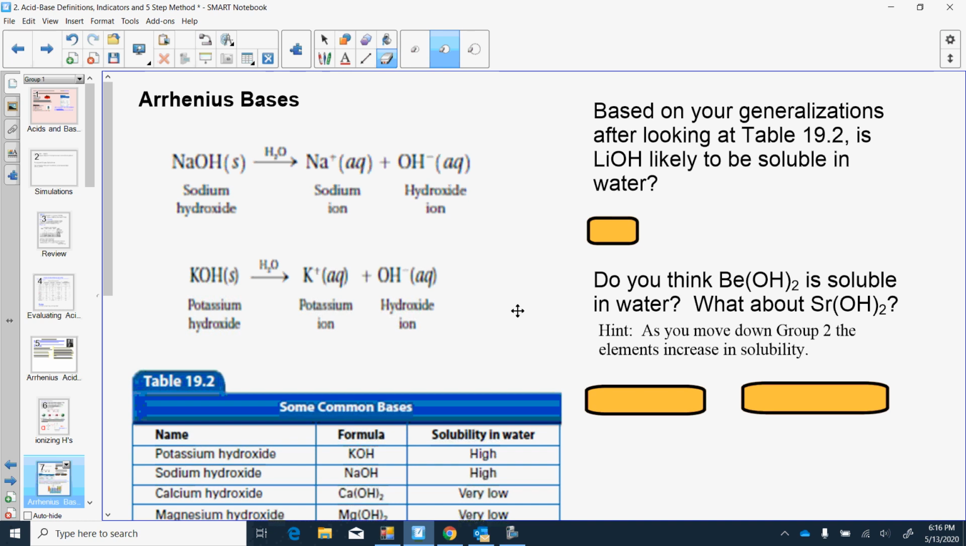Now we have to be careful here because not all bases that have OH are soluble, and that's going to change how much they affect the pH of a solution. So you can take a look at these. These are in your textbook. It says, based on your generalizations after looking at table 19.2, is lithium hydroxide likely to be soluble in water?